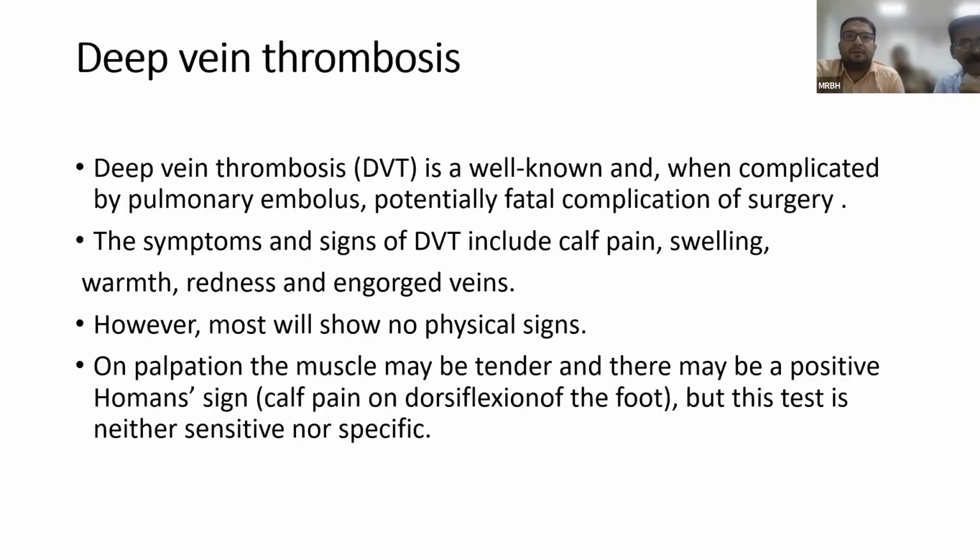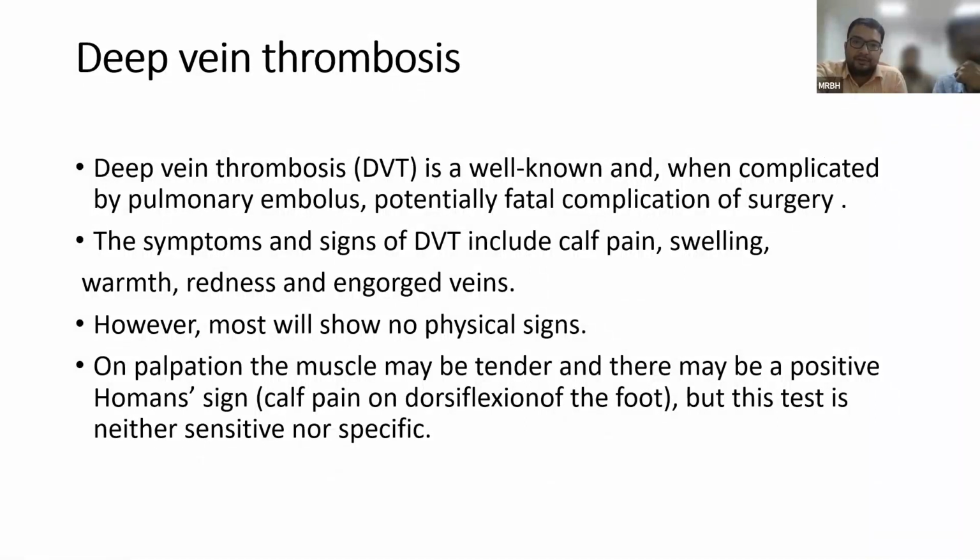Next comes deep vein thrombosis. DVT is a well-known and, when complicated by pulmonary embolus, potentially fatal complication of surgery. Symptoms and signs of DVT include calf pain, swelling, warmth, redness, and engorged veins. However, most will show no physical signs.